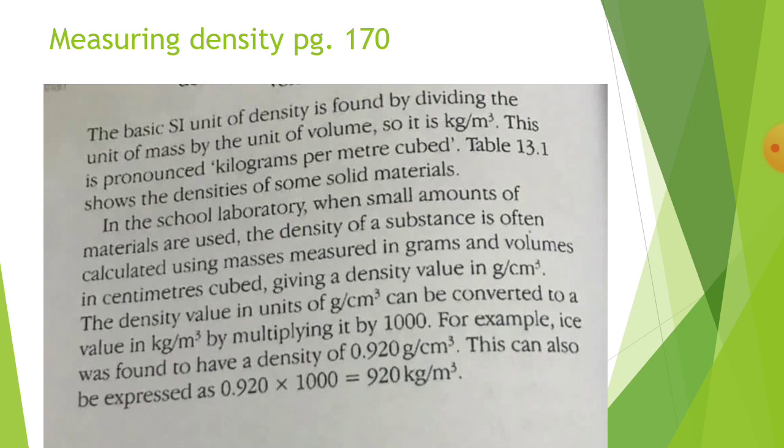The density value in units of grams per centimeter cubed can be converted to a value in kilograms per meter cubed by multiplying it by 1,000. For example, ice was found to have a density of 0.920 grams per centimeter cubed. This can also be expressed as 920 kilograms per meter cubed.